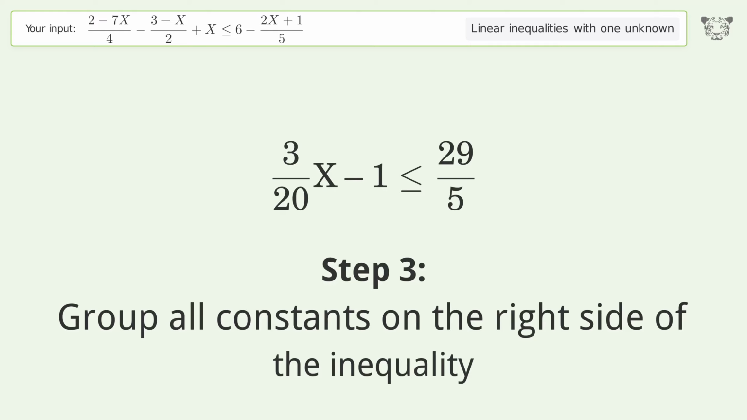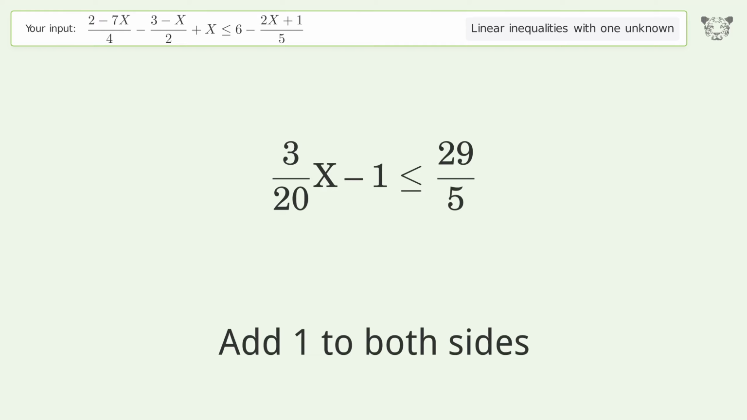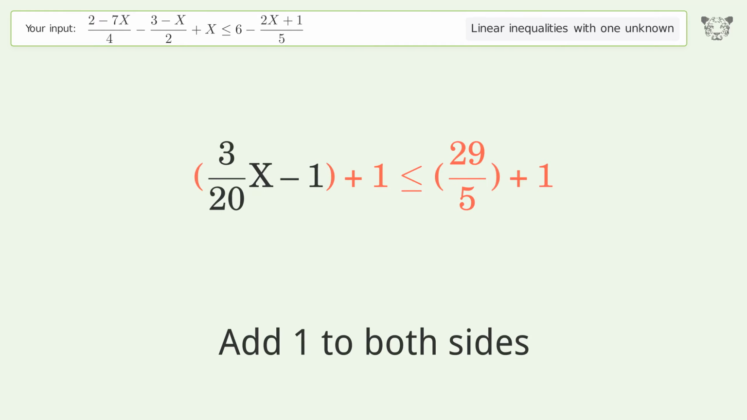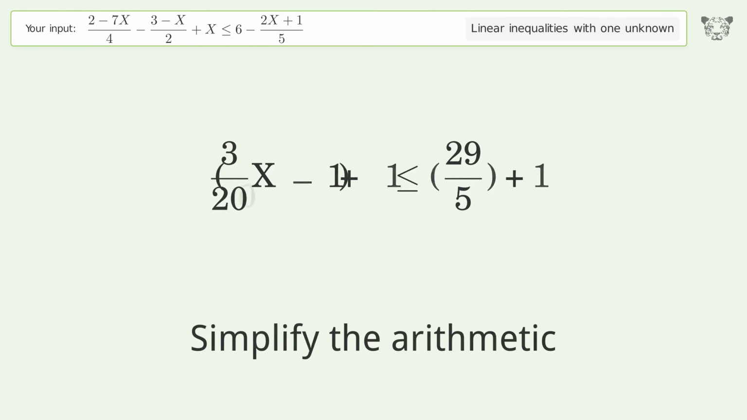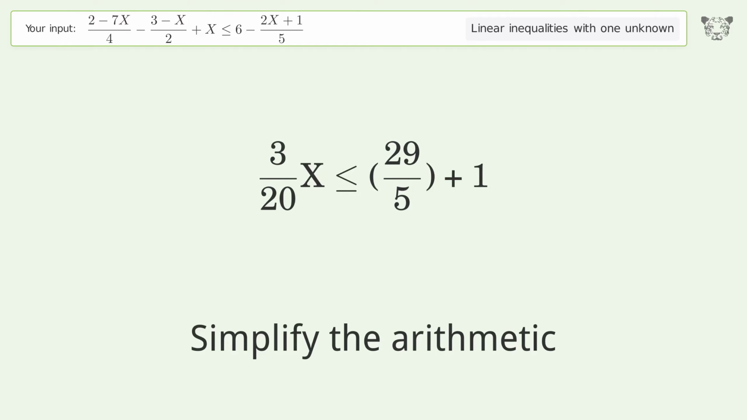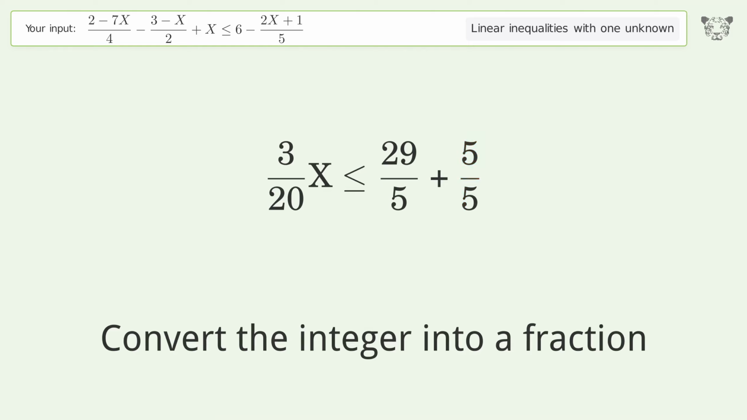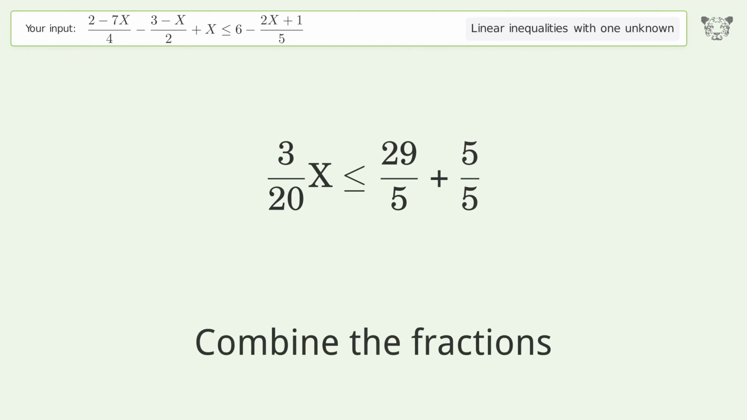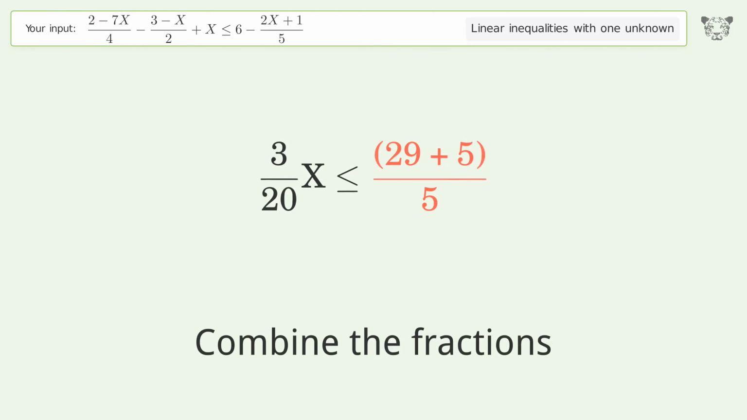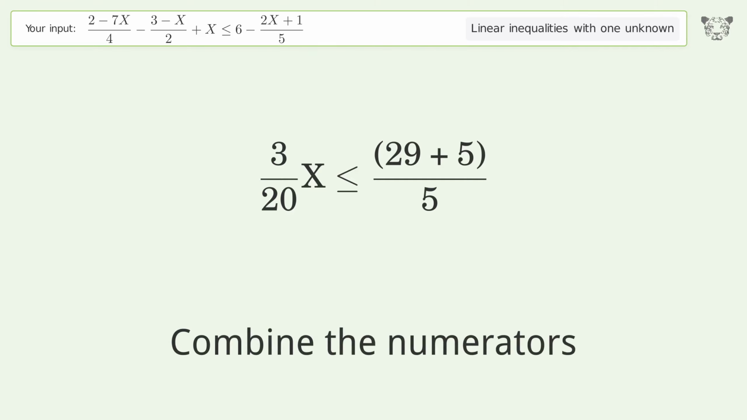Group all constants on the right side of the inequality. Add 1 to both sides. Simplify the arithmetic. Convert the integer into a fraction. Combine the fractions. Combine the numerators.